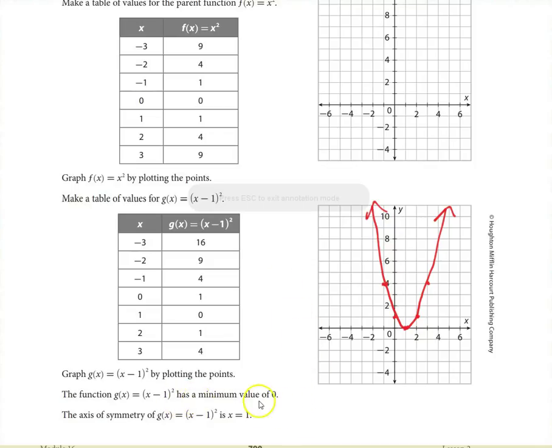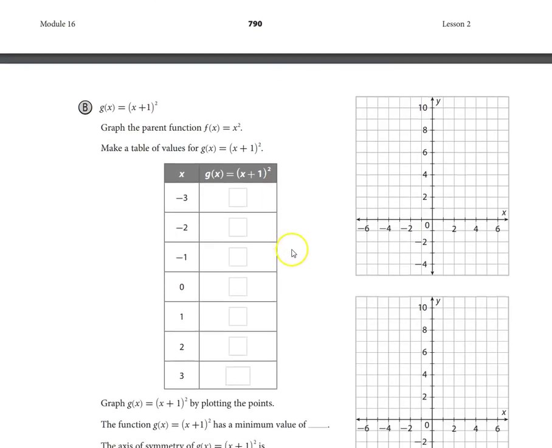You can see that it has a minimum value of 0 because the y-coordinate of the vertex here is 0. And so that does mean that the minimum value of the function is going to be 0. The axis of symmetry is x is equal to 1 because that is the equation of that vertical line. Okay, so h shifts the graph left or right.